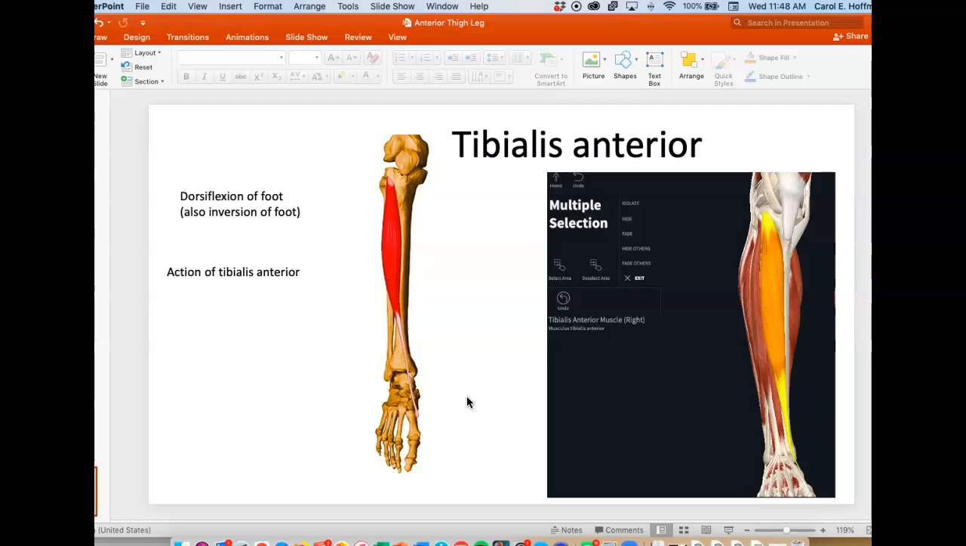All right. So that is the last slide here of the anterior thigh muscles. Now you get to work on remembering these and remembering what the actions of these are.